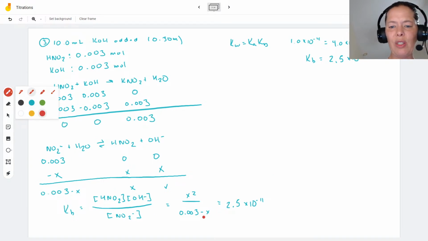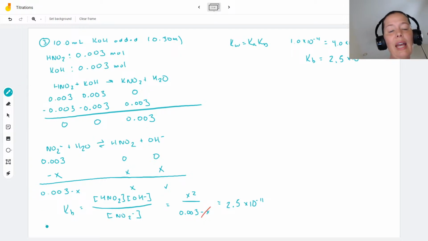I'm just going to drop that. Again, feel free to go back and double check and make sure that your initial concentration of nitrite over the Kb is greater than 500. You will find that it is much, much, much greater than 500. So we can drop that negative x, or that minus x.